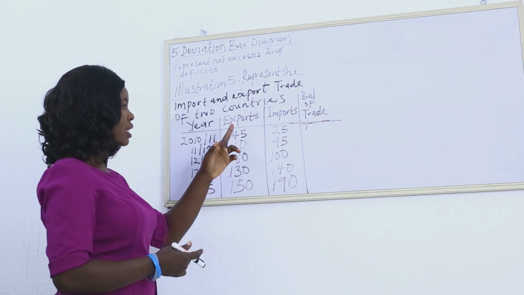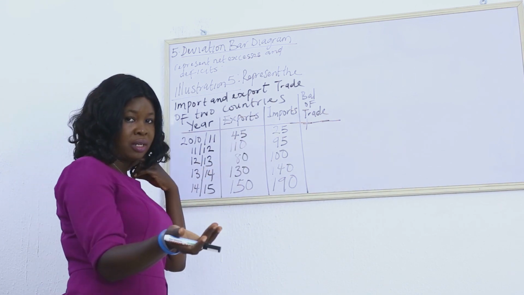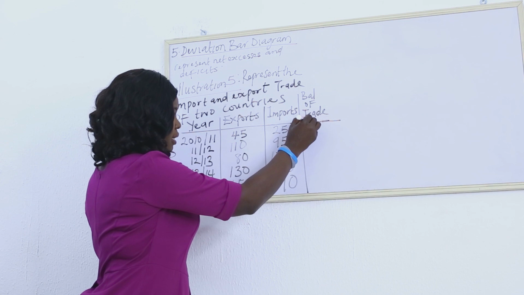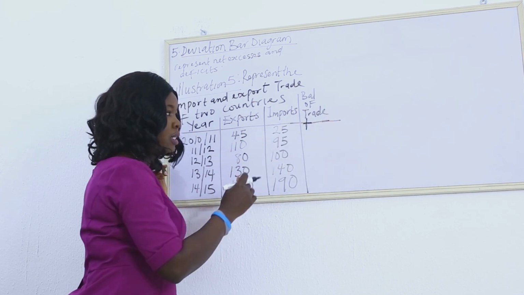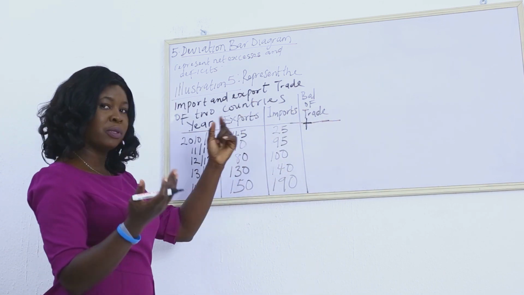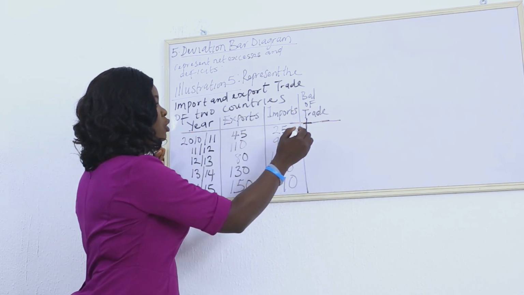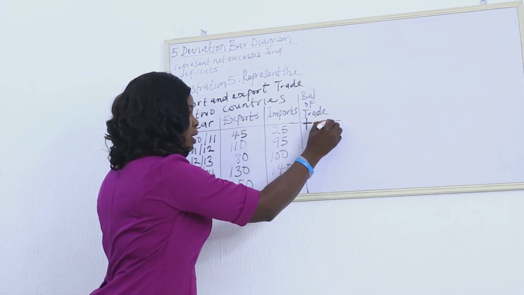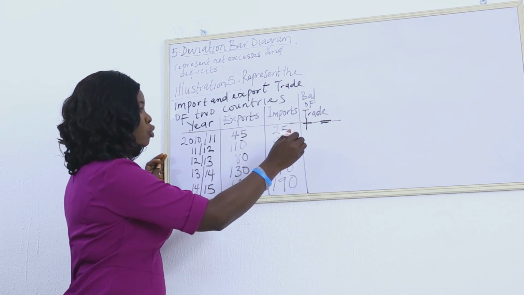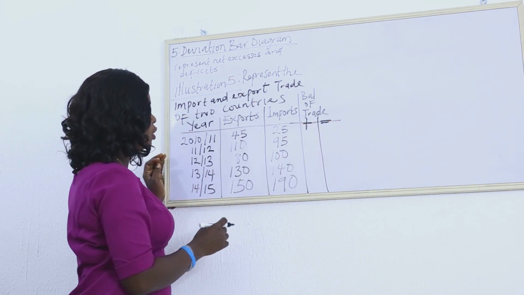For any country where the exports are more than the imports, it means we have an excess, and that is why I've put plus here. And for any country where the imports are more than the exports, it means we have a deficit, minus. So I'm just going to do the two illustrations now.